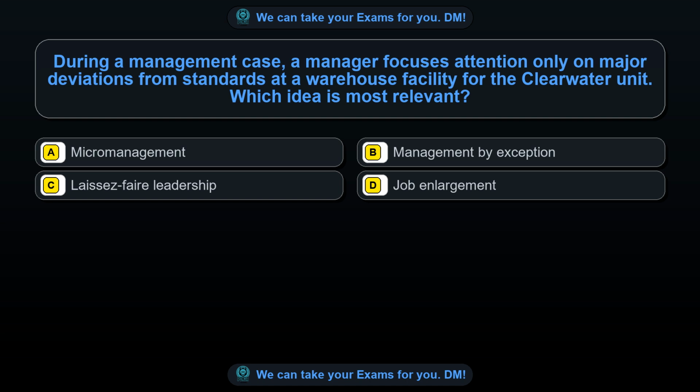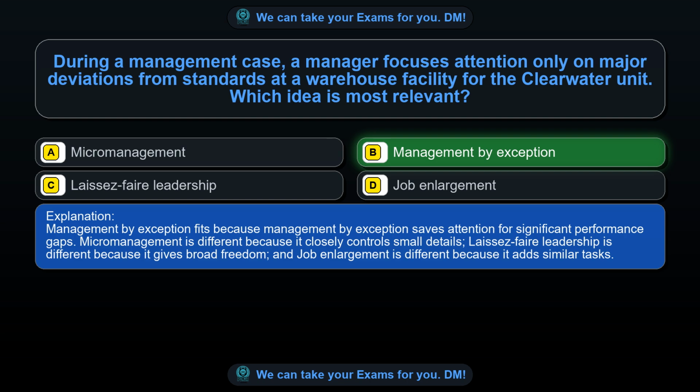Option A, micromanagement. Option B, management by exception. Option C, laissez-faire leadership. Option D, job enlargement. The correct answer is Option B, management by exception. Management by exception fits because management by exception saves attention for significant performance gaps.